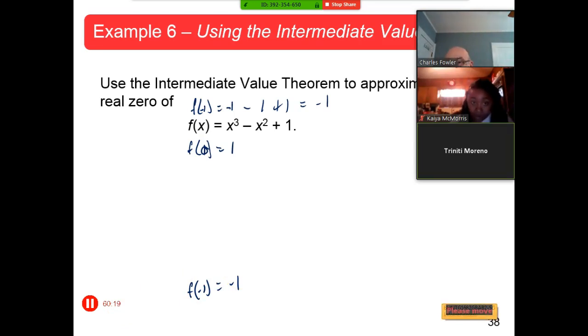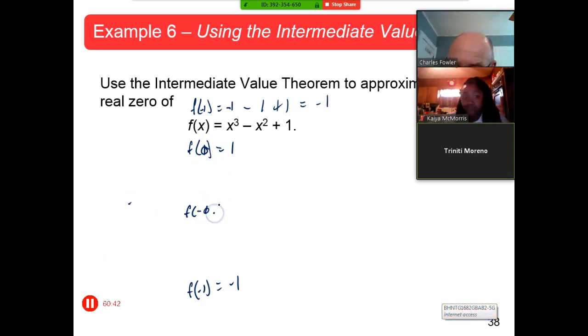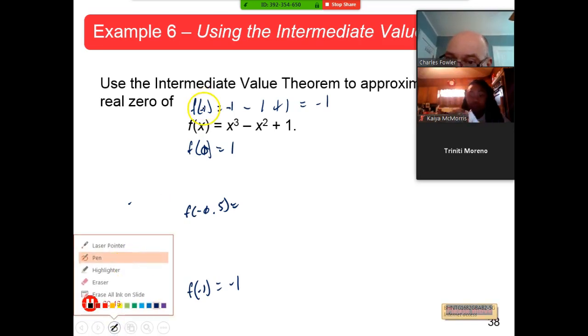What's a good thing to choose in between that? Between 0 and negative 1. Negative 1/2. Did someone say that? Okay, negative 1/2. Do you want to use it in fraction form or decimal? Decimal? Okay, we'll do negative 0.5. Now let's come up here and do our math.